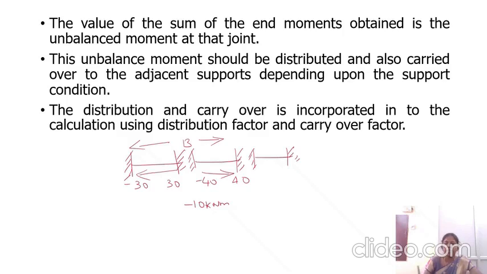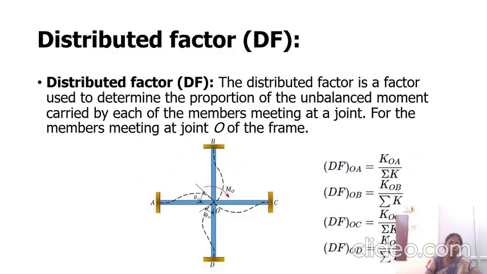At a particular joint there may be two members connected, or there may be three members connected. So depending upon the number of members, the distribution factors will be incorporated. The distribution and carryover is incorporated into the calculation using the particular factor. How can we calculate the distribution factor?